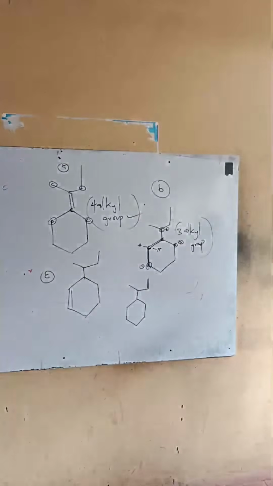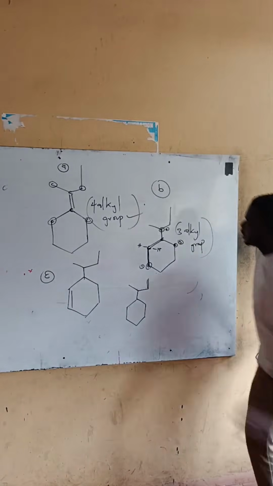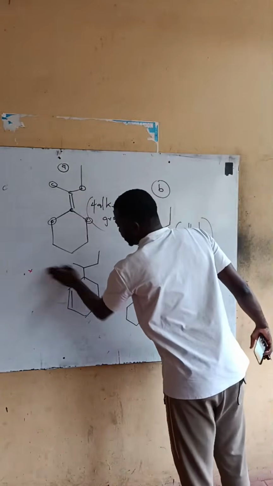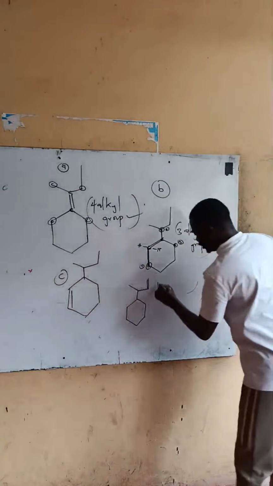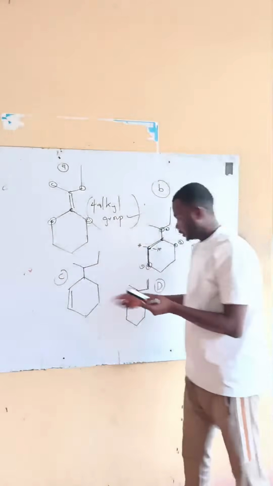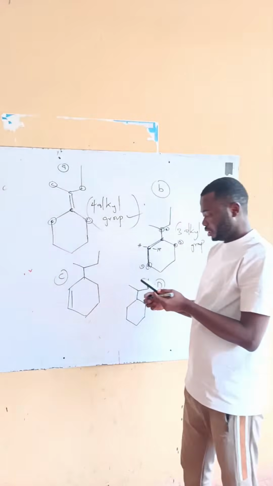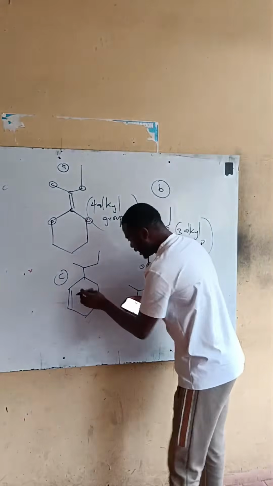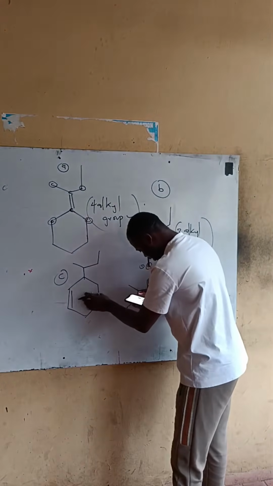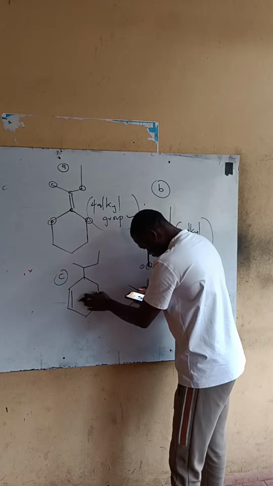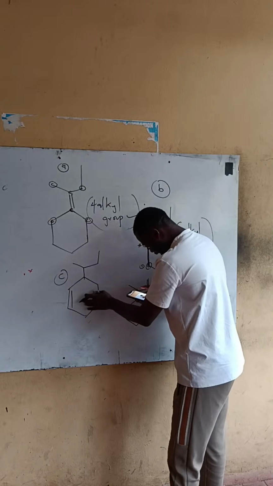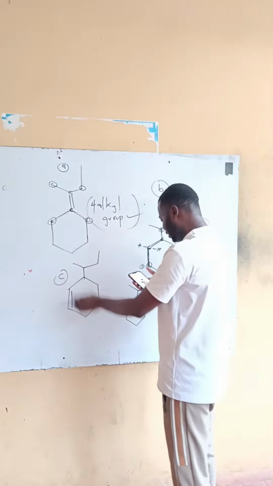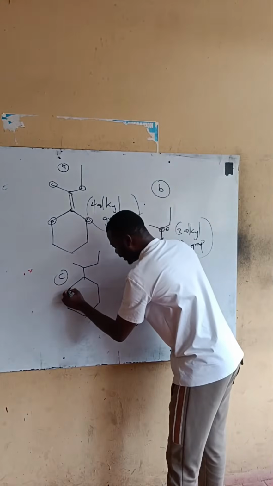Oh yeah, this is compound A, B, C, then D. Let's do C first. C, everybody, let's go to C. Now, C is this guy here. How many alkyl groups can you see here? Clement, are you with me? How many alkyl groups can you see here?